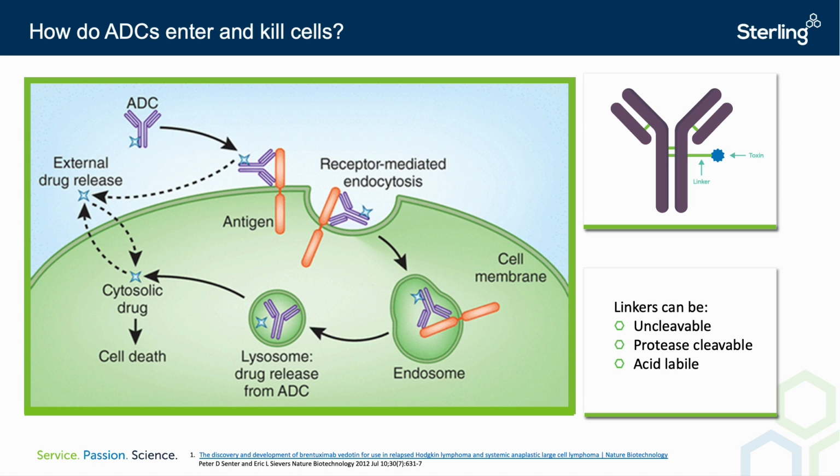There are different modes for release of the toxin from the antibody within the lysosome. The linker between toxin and antibody may be cleavable by specific lysosomal proteases. It may be acid labile and hydrolyzed by acid hydrolases, or it may be uncleavable and the toxin linker releases following degradation of the antibody. Once released from the antibody, this free toxin then moves through the cell to its site of action.